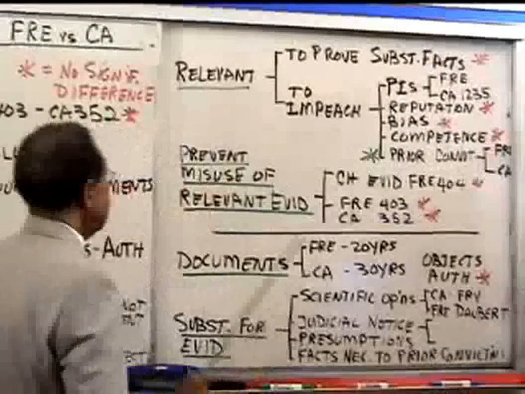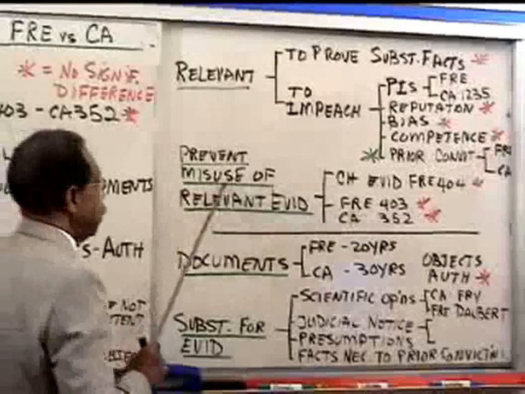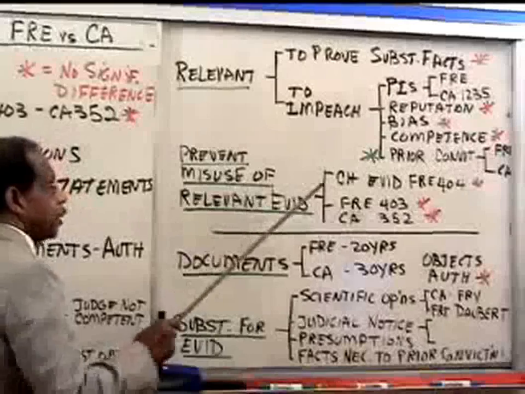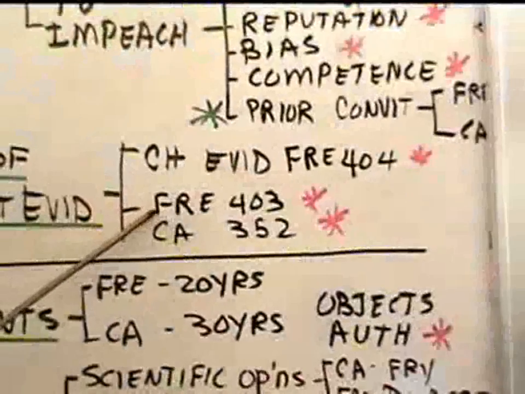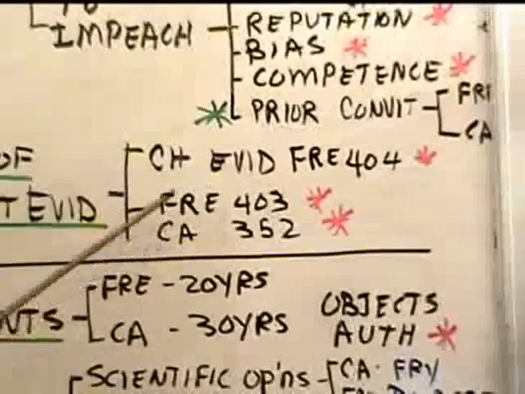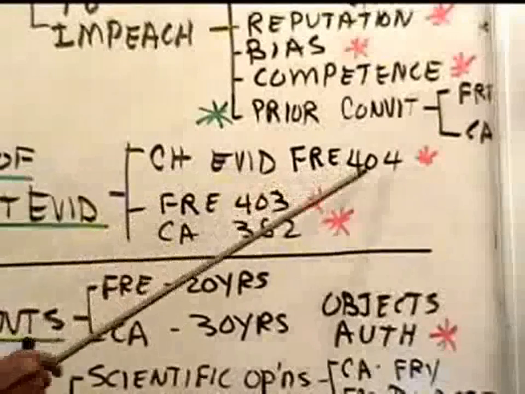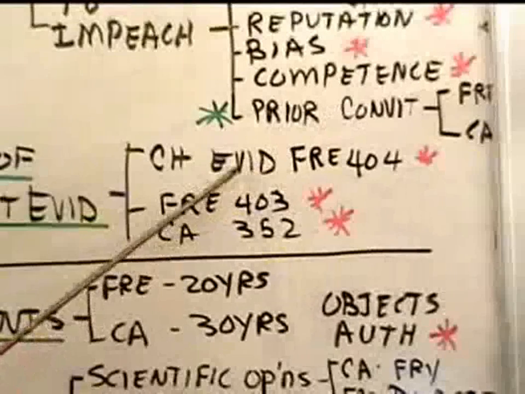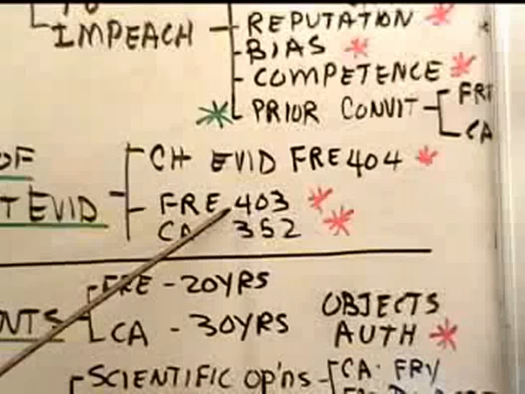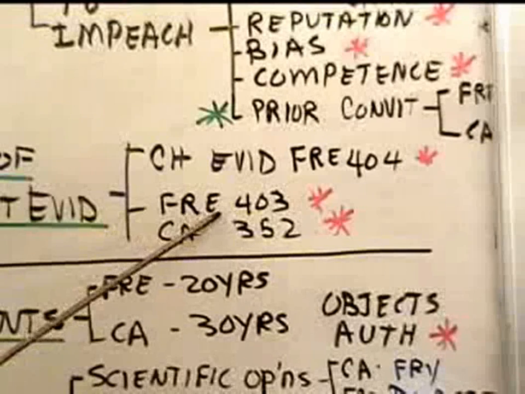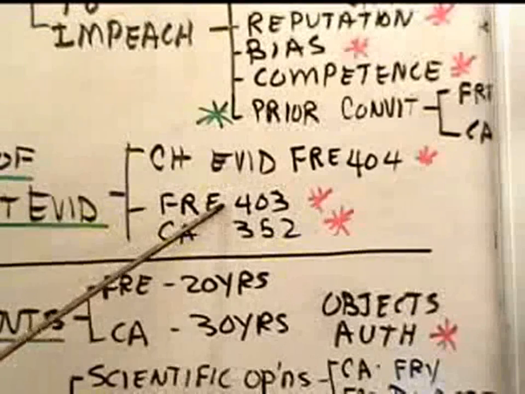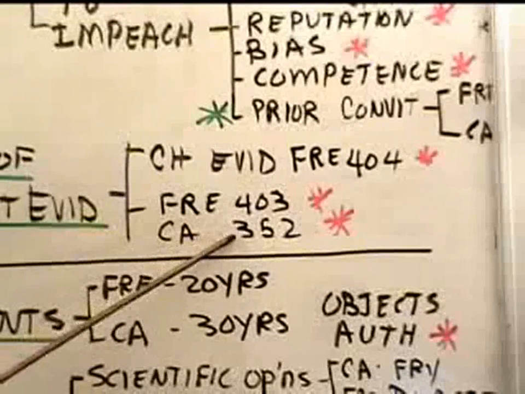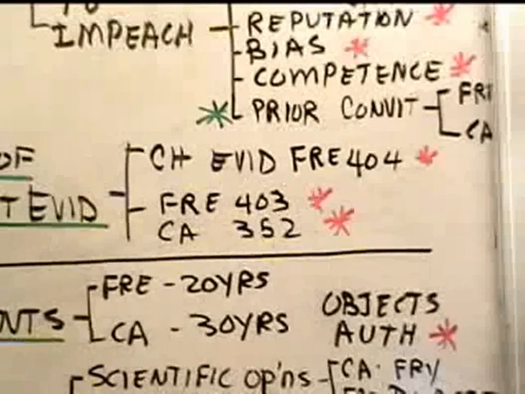Next, evidence to prevent, pardon me, rules to prevent the misuse of relevant evidence. In particular, we're talking about character evidence and evidence which is substantially more prejudicial than probative. Character evidence under the federal rules is found at 404, and we have a red asterisk here saying that the California rule is essentially the same. And the same here, evidence which is substantially more prejudicial than probative, not being admissible, say 403 under the federal rules, 352 under the California rules, and those are essentially the same.